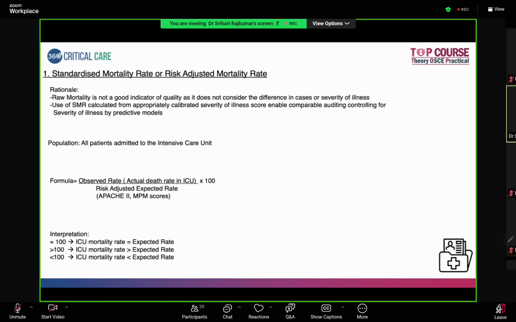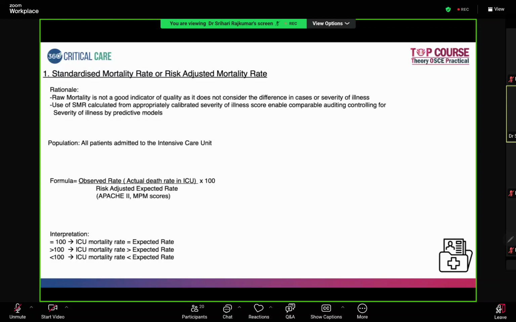When you're mentioning any quality indicator, you discuss it under these four headings: the rationale, the population, formula, and interpretation. If it is a 5 mark question and you answer each one with half a mark to 1 mark, you get at least 2 plus 2, so 4 out of 5. That will get you a good amount of marks for your 5 mark question. So the population in whom you do the standardized mortality rate is all patients admitted to the ICU.